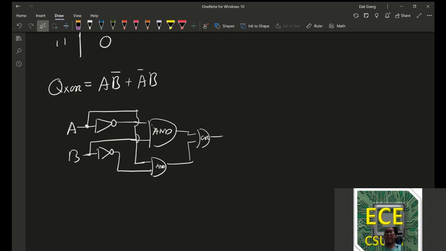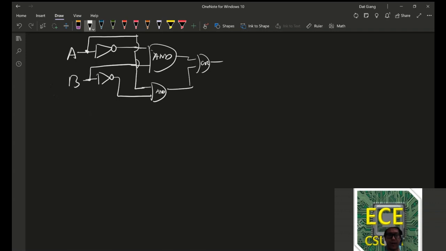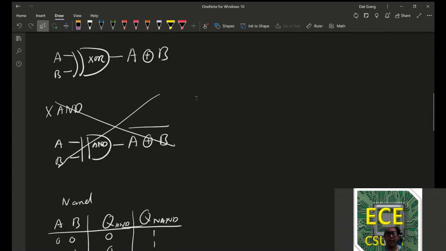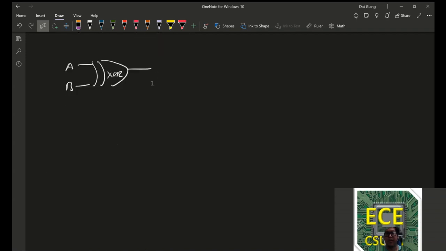And hopefully you can see that we don't want to do that every time. So by keeping it as this symbol, it's another gate for us to keep in mind when we talk about applications later on. So those are the three other gates that we care about.